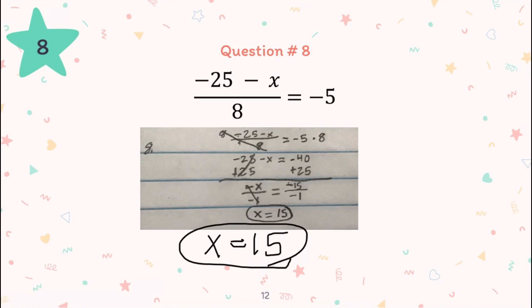And since we want the x by itself, we do negative 25 plus 25, because the opposite of subtracting is adding. But the two symbols cancel each other out, so we do it on the other side. Negative 40 plus 25 is equal to negative 15. But since we have negative x, we want to get positive x, because right now we know that negative x is equal to negative 15. So we have to divide by negative 1. So negative x divided by negative 1 is equal to x, and negative 15 divided by negative 1 is equal to 15. So x is equal to 15.